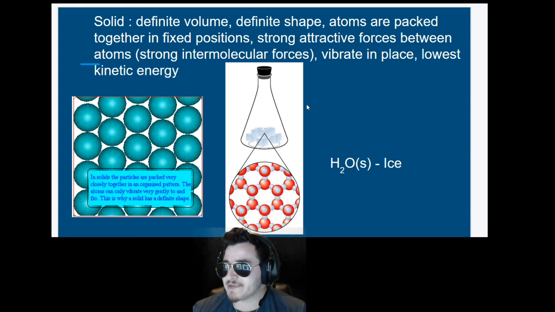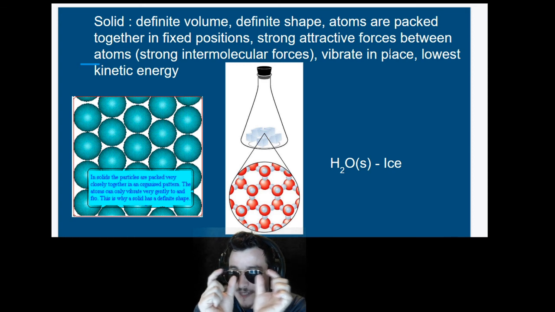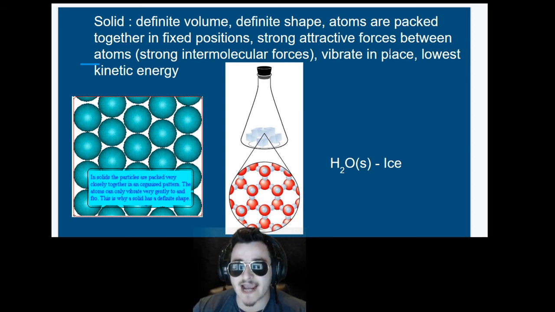However, a common misconception is that the atoms or the molecules that make up the solids aren't moving at all. That's not true. The solids are vibrating constantly in place. Now, you can't see that with your naked eye, but they are constantly moving. There is some amount of kinetic energy within these atoms or these molecules that we are looking at. It's just very, very small.